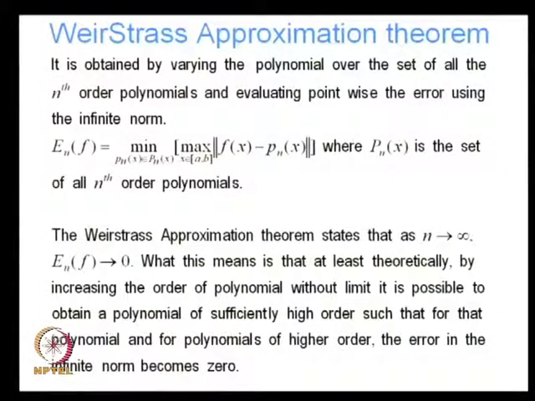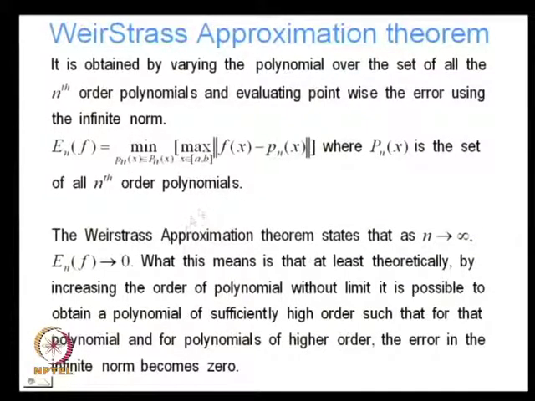So it is obtained by varying the polynomial over the set of all nth order polynomials and evaluating pointwise the error using the infinity norm. So what do I do? I find f(x) minus Pn(x), the maximum value of this difference over all the points in that interval, and then do this over all possible polynomials of order n, and when that error is minimum, that is my En(f). Is that clear?